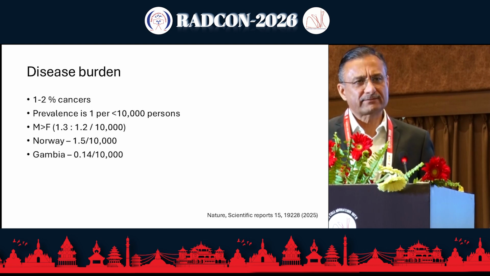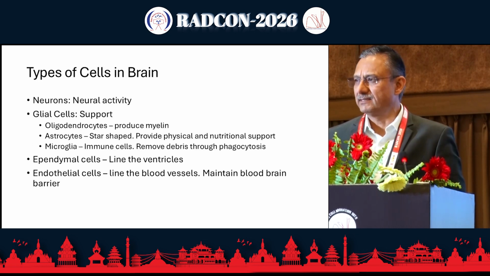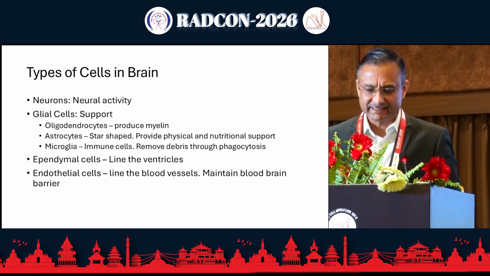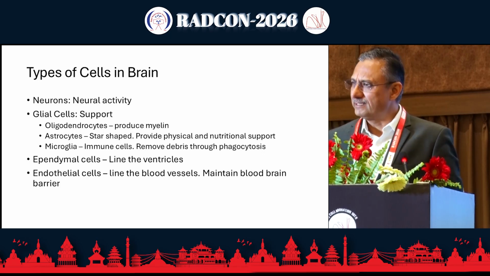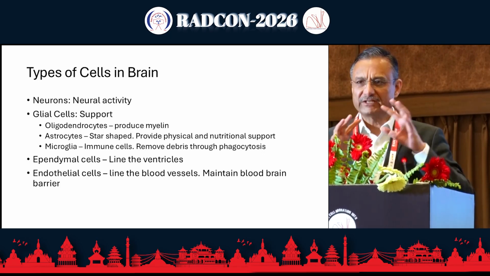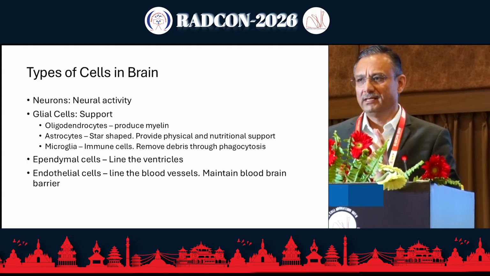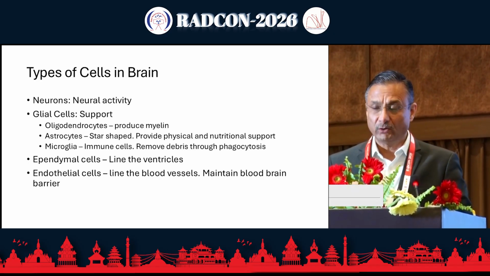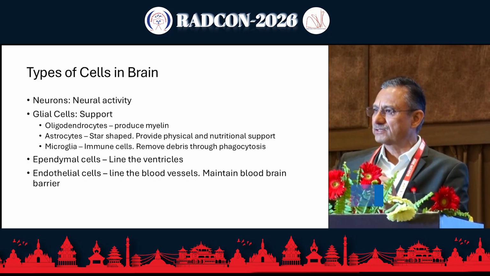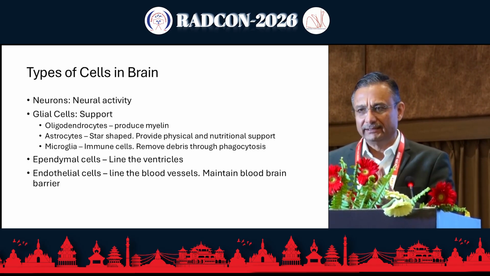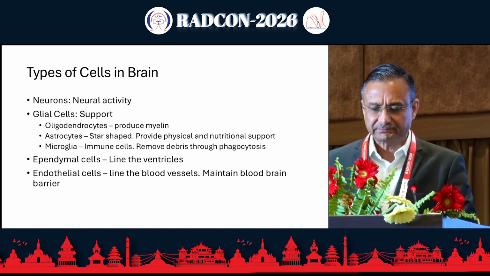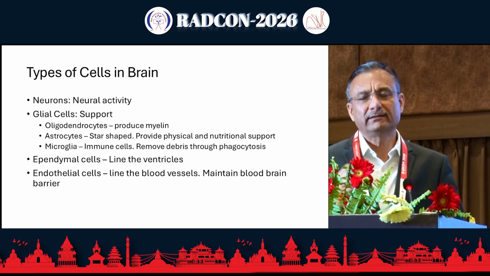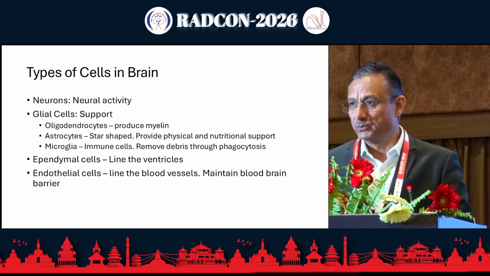To understand brain tumors, it is very important to know the types of cells in the brain. These are the neurons, primarily for which the brain exists, that is the nerve cells. The glial cells are the support cells, which fill in the spaces between the neurons. These are the oligodendrocytes, which produce the myelin around the axon so that there's no short circuiting between the electrical activity of adjoining neurons. There are astrocytes, which provide physical support, and there are microglia, which are the immune cells of the brain.